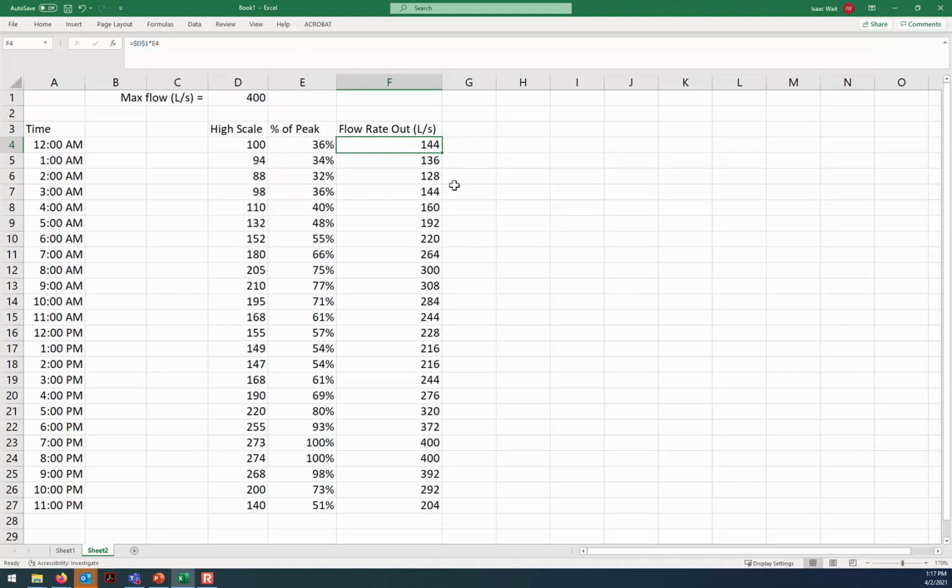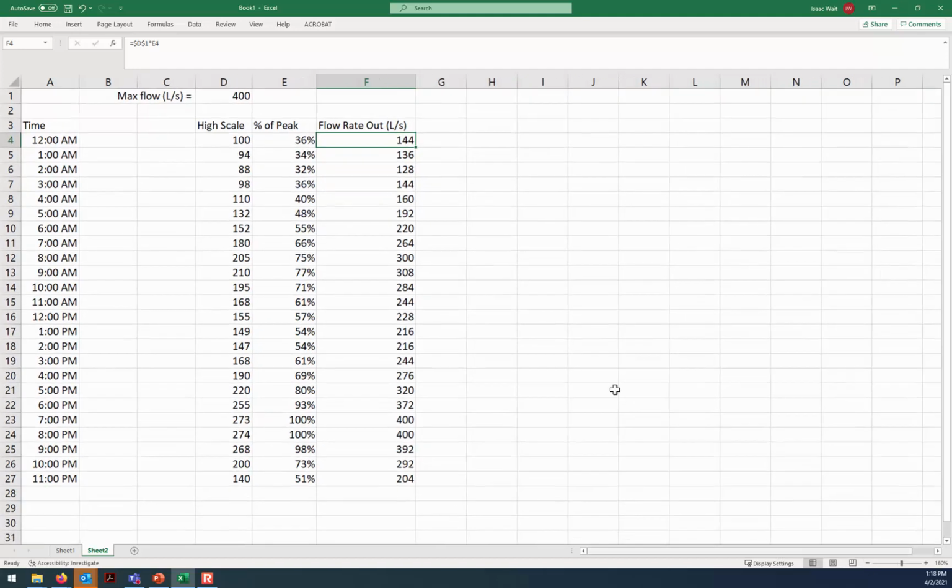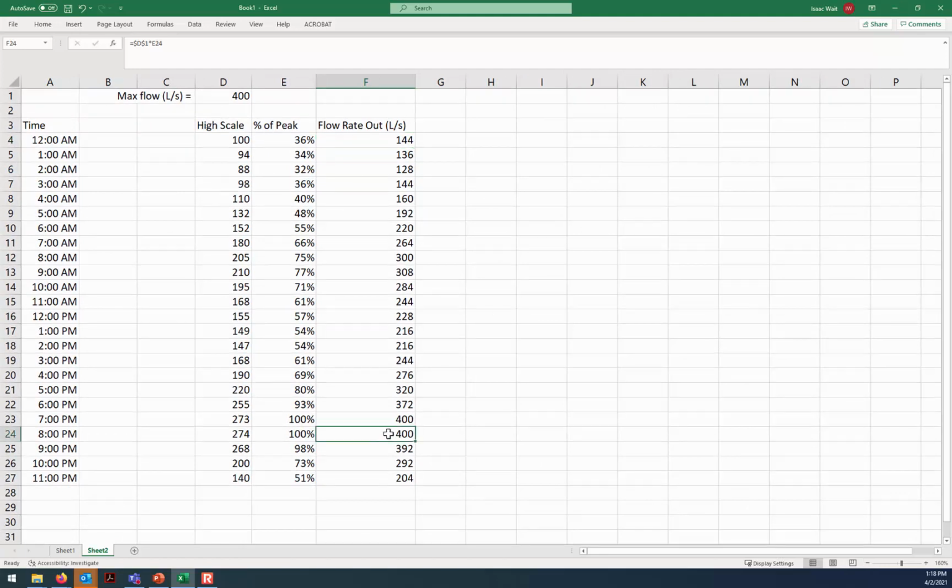Okay. Now, I'd like to know what is the average of this during the day. I know that the highest point of the day, it's 400 liters per second, and I know for every hour what's the flow rate, but let me find the average flow out in liters per second.